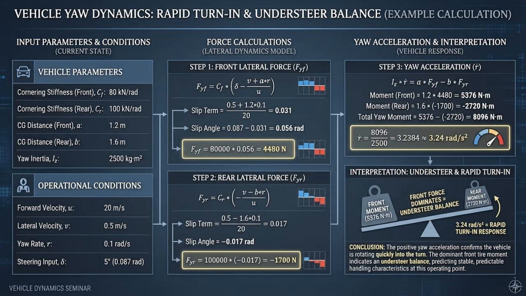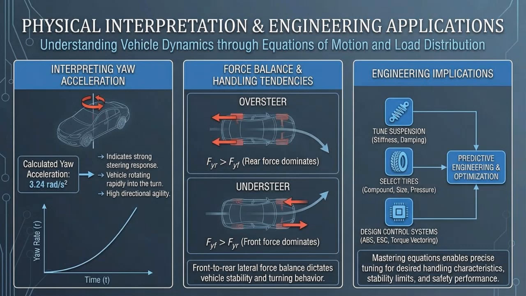Substituting these values into the equations gives the front lateral tire force FYF equals 4,480 newtons. The rear lateral tire force FYR equals minus 1,700 newtons. And the yaw acceleration R dot equals 3.24 radians per second squared. These results show a strong front response and a controlled rear reaction, predicting quick turn-in with stable understeer behavior.